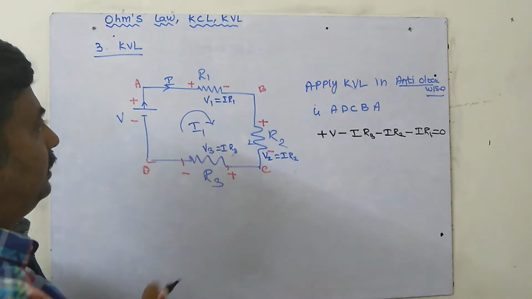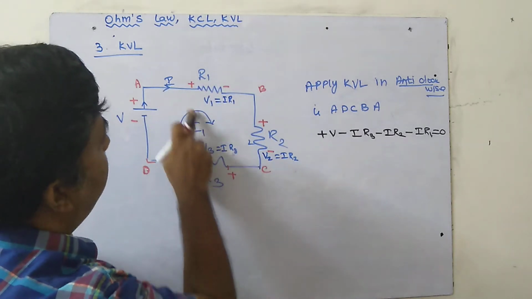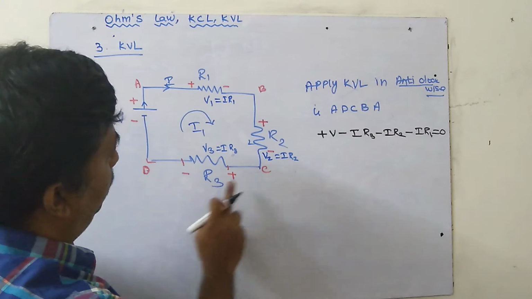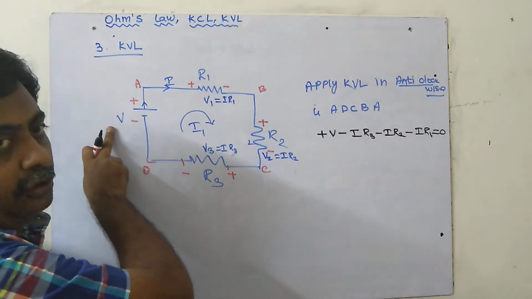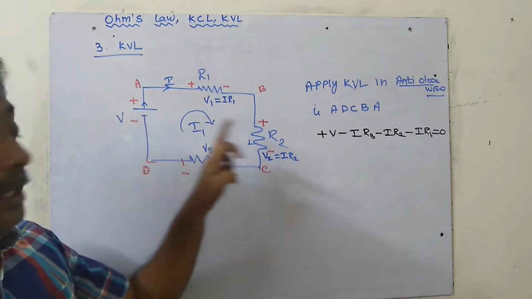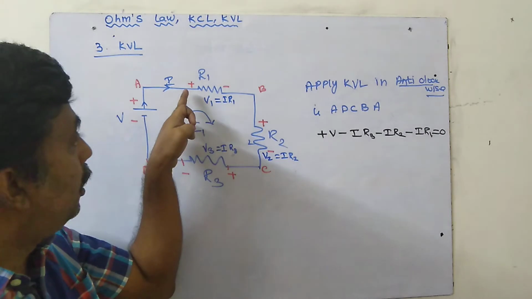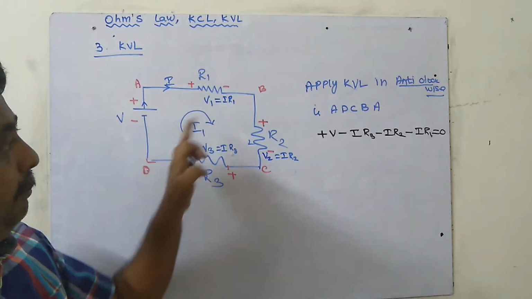Okay, clockwise direction also we can go. How can I go? Plus I into R1 plus I into R2 plus I into R3 minus V equal to 0. Likewise also we can go, but always apply KVL in anti-clockwise. This current direction may be different. Don't confuse with this. The minus sign is used just to put plus minus only.